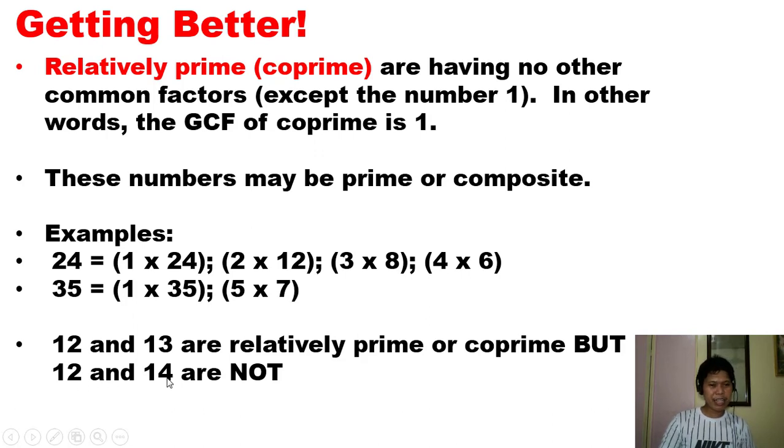While, ang 12 and 14 naman, hindi co-prime. But, 12 and 14 are not co-prime. Kasi nga, ang 12 and 14 pwedeng ma-divide sa 1, pwede rin ma-divide sa 2. 2 times 7, and then 2 times 6. Okay? So, yun yung additional information or concepts about mga prime.